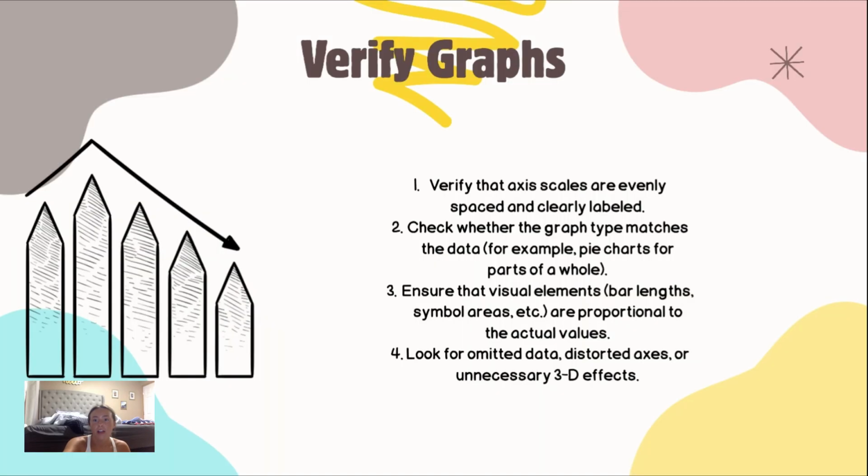So to verify graphs, I would say a good checklist is to first verify that the axes are labeled correctly and the scales are evenly spaced out. Next, check whether the graph type matches the data, and then ensure that visual elements like bars and symbols are proportional to the actual values. After that, look for omitted data, distorted axes, and unnecessary 3D effects.